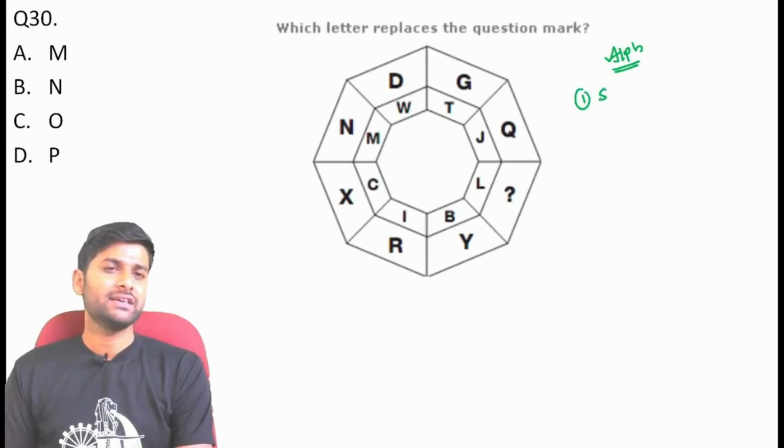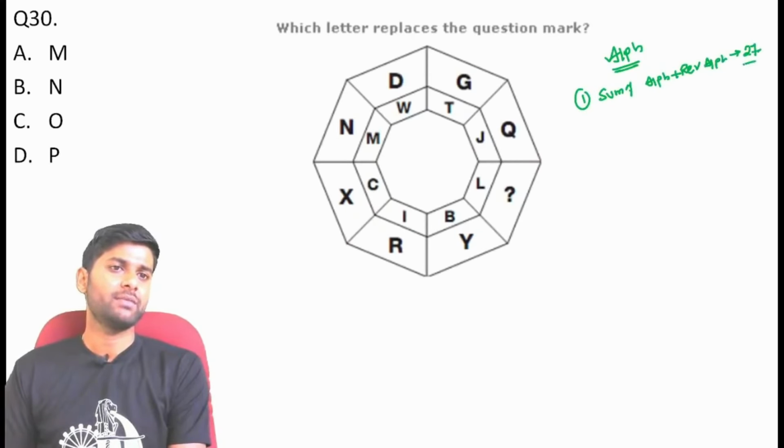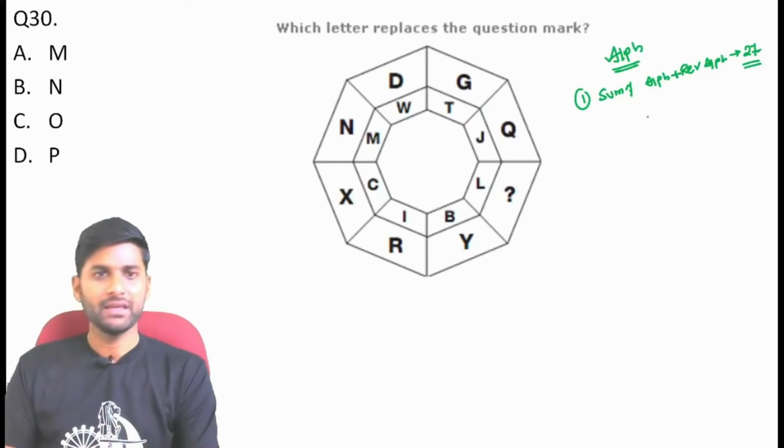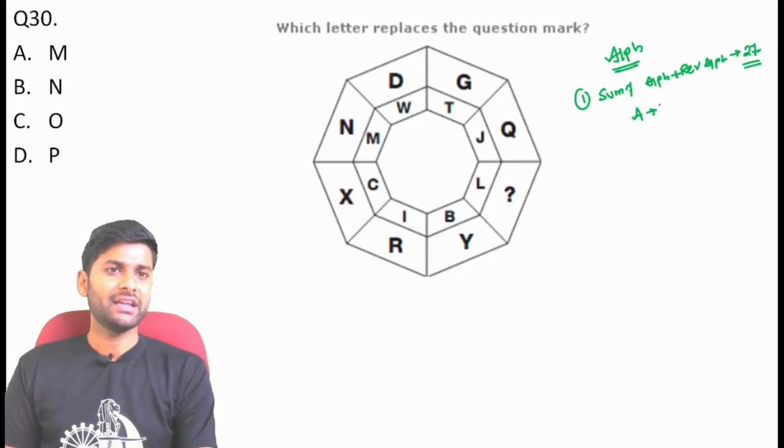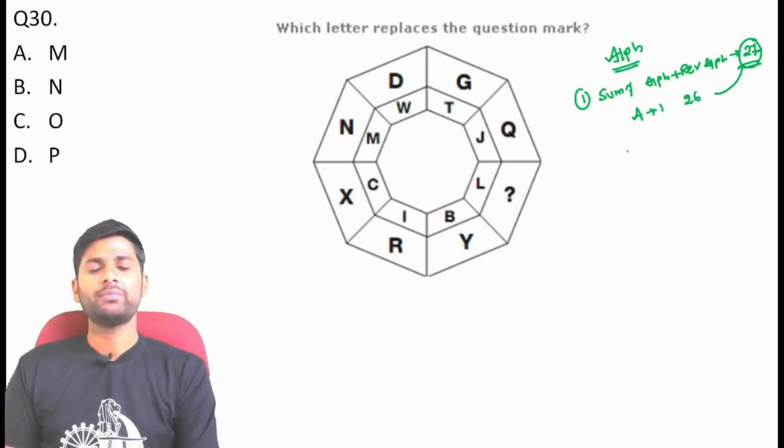Alphabetical, remember guys. The sum of alphabetical plus reverse alphabetical will always be 27. Remember, this is the most important point. For example, A alphabetical is equal to 1. We already know that reverse alphabetical is 26. The sum becomes 27.